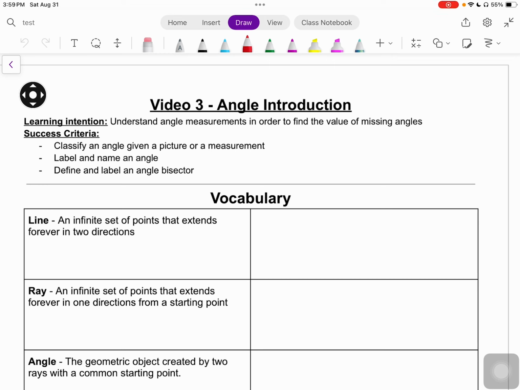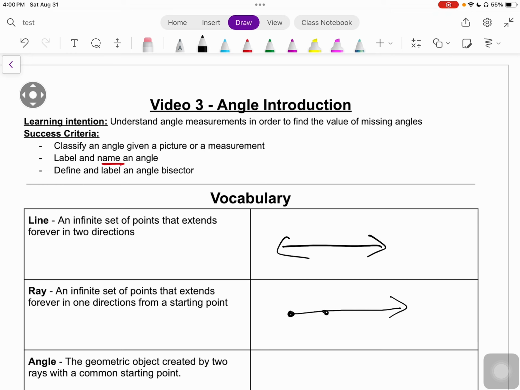The real big key here is to be able to label and name an angle, show where it is, and classify it based on the different things. So first thing we have is a line. We talked about that in the last video, as an infinite set of points that extends forever in two directions. We got an arrow on both sides. A ray, our next vocabulary word, is an infinite set of points that extends forever in one direction from a starting point. We had one of those in the last video, but it kind of looks like this. It's only got an arrow on one side.